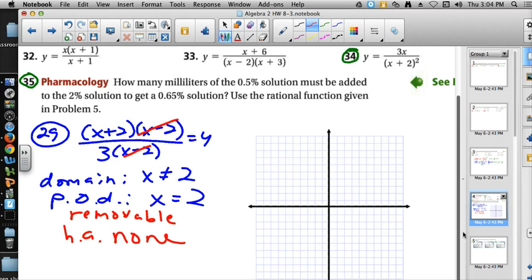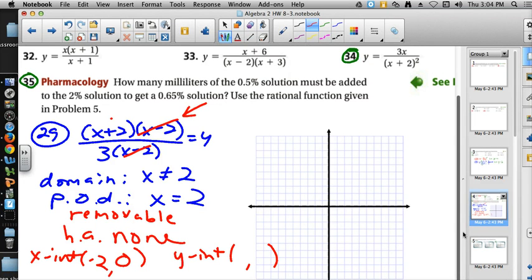And last but not least, we might want to go ahead and find the x-intercepts and the y-intercepts. That often gives us a good look ahead at what we should prepare for. So the x-intercept is when our y value is going to equal 0, and that happens when the numerator is 0. So if we put a negative 2 into this set of parentheses, we will have an x-intercept.